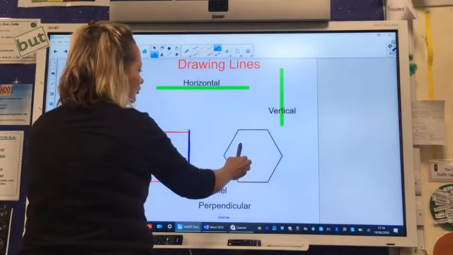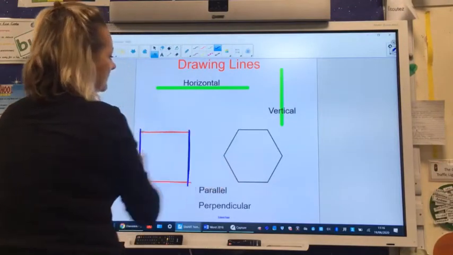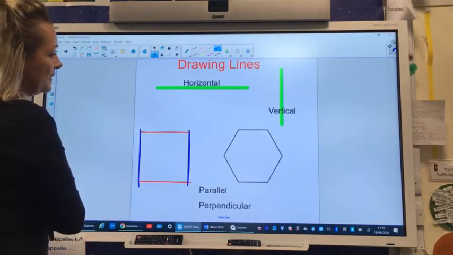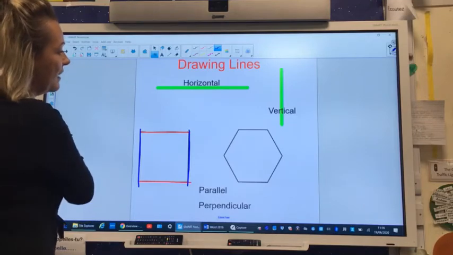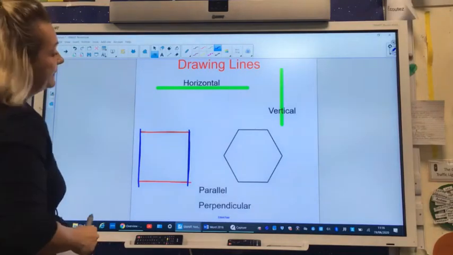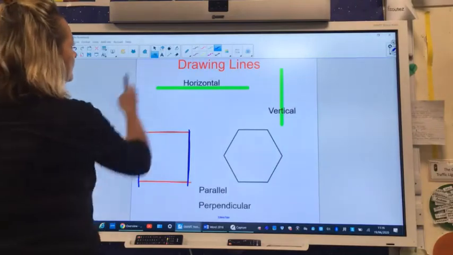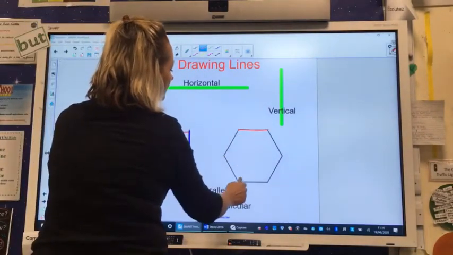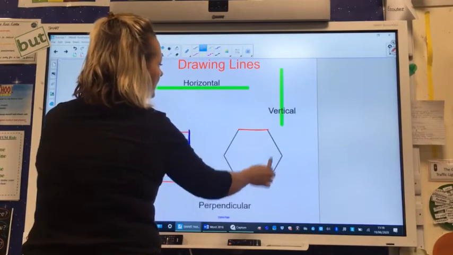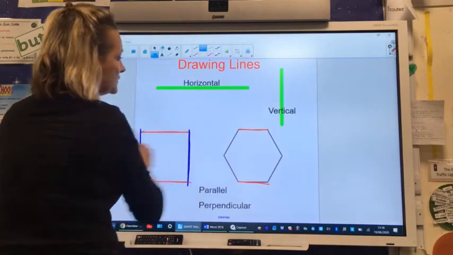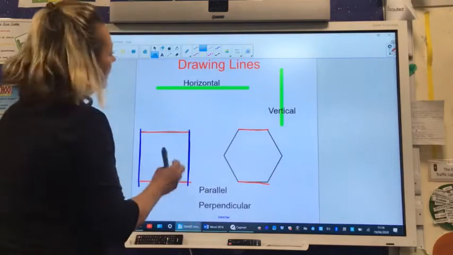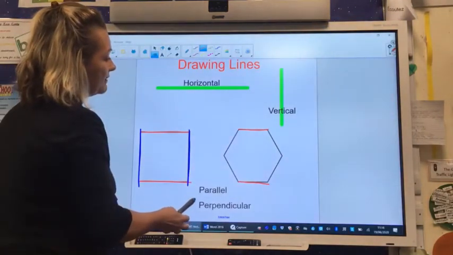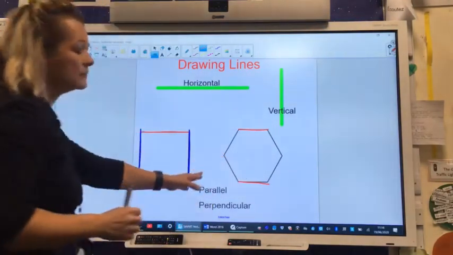What about this shape here? What about my hexagon? So, it's got 6 sides. Are there any horizontal lines here? Remember, horizontal meaning going across side to side. This one and this one. These don't go side to side. Do they go top to bottom though? Are they vertical? No, they're not, are they? So I don't actually have any vertical lines in that shape.